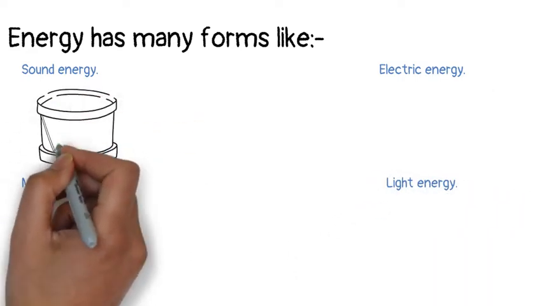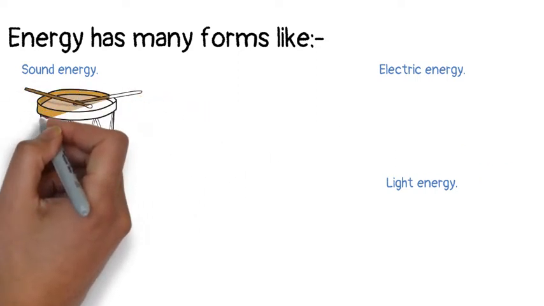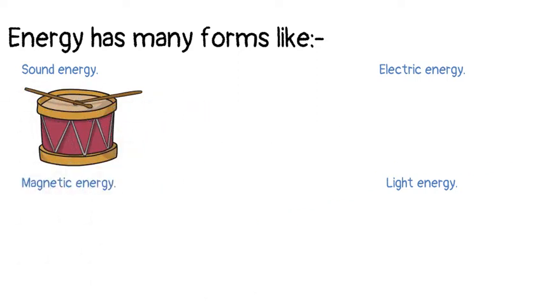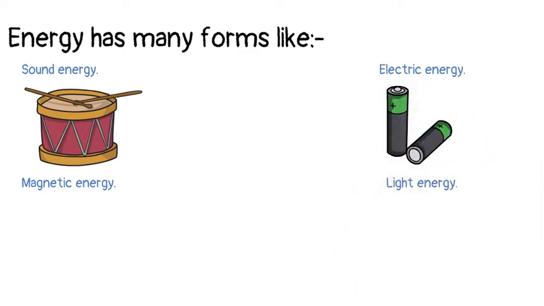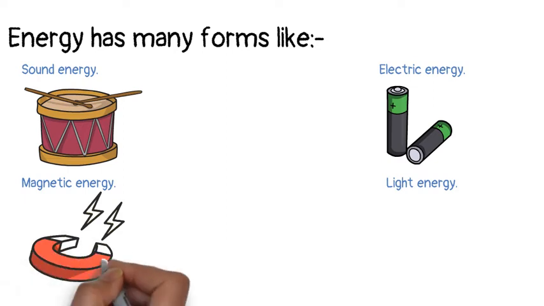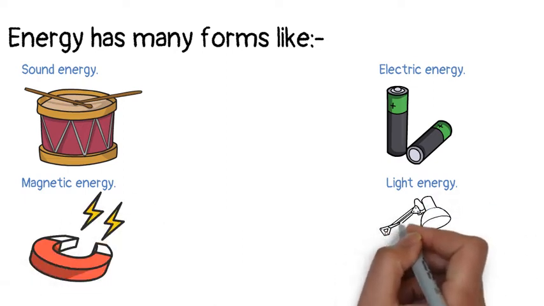The sound energy we can get from any source that produces sound, like the drum here. The electric energy we can get from the battery, for example. Also the magnetic energy from the magnet, and the light energy from the electric lamps.